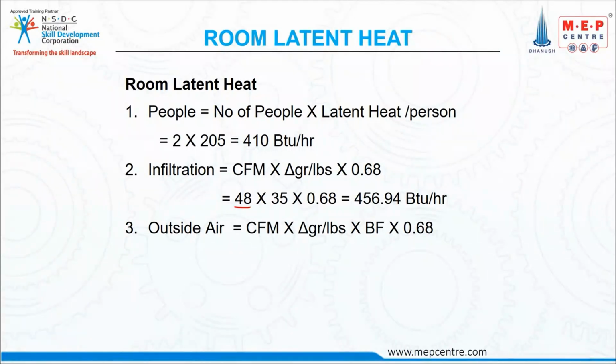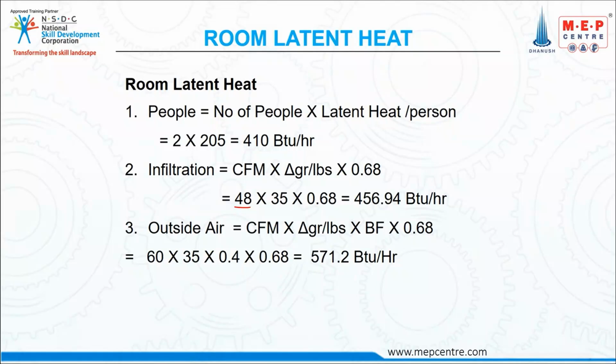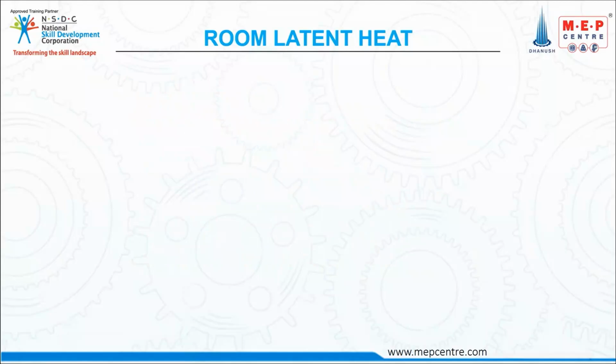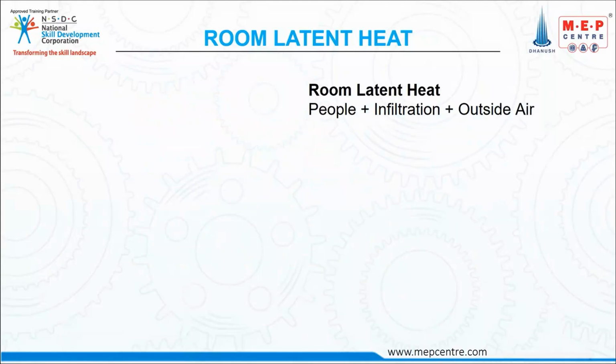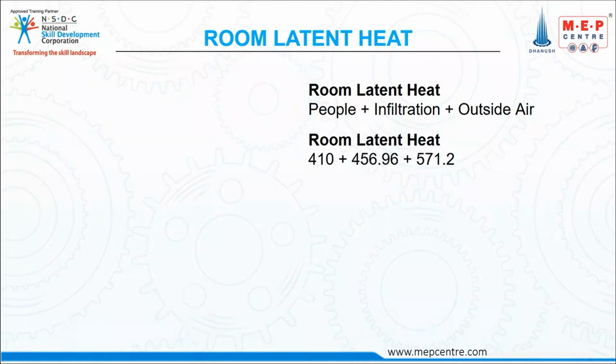Outside air CFM, how much did we get? Outside air CFM, which is 60, we got yesterday, right? 60 into 35 into bypass factor 0.4 into 0.68, which is 571.2 BTU per hour. This is the total value. Therefore, room latent heat equals people plus infiltration plus outside air. So 410 plus 456 plus 571.2, which is 1438.96 BTU per hour.